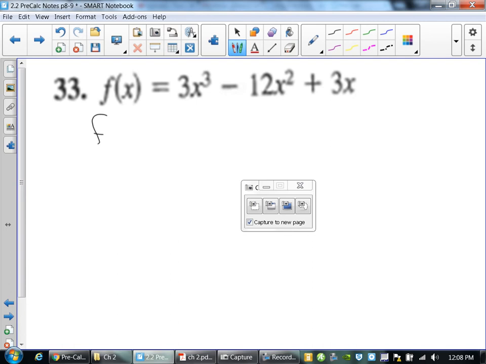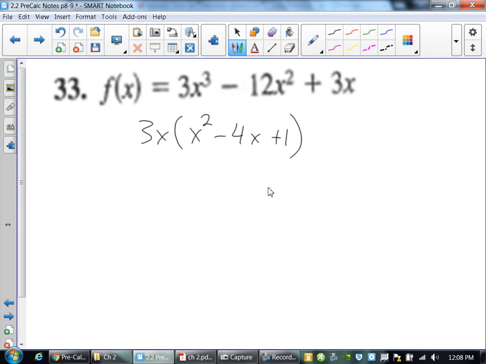Factor out my GCF, we get 3x times x squared minus 4x plus 1. Now I have what times what is 1 that you add together to get negative 4? So I know for certain you have to do quadratic, you can use the quadratic formula. That's one way you can go through this one.